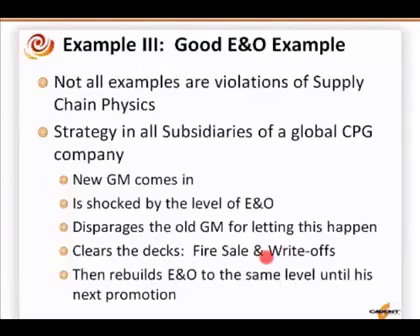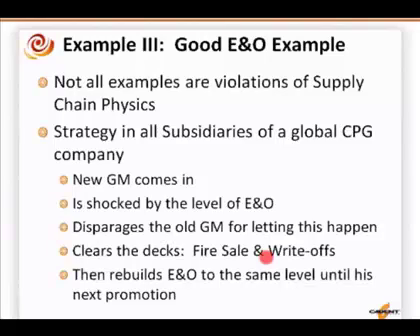Example 3. This is good because not all examples are necessarily violations or horror stories. There are some good examples. And this is a CPG company I've worked for, and the last 2 companies I've worked for are CPG companies, so you could probably narrow it down by looking at my LinkedIn.